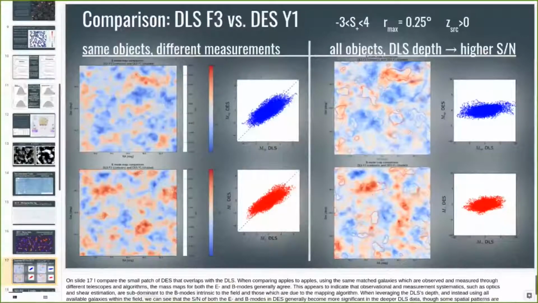On slide 17, I compare the small patch of DES that overlaps with the DLS. And comparing apples to apples, using the same matched galaxies which are observed and measured through different telescopes and algorithms, the mass maps for both the E modes and B modes generally agree. This appears to indicate that observational and measurement systematics, such as optics and shear estimation, are subdominant to the B modes intrinsic to the field, and those which are due to the mass mapping algorithm.